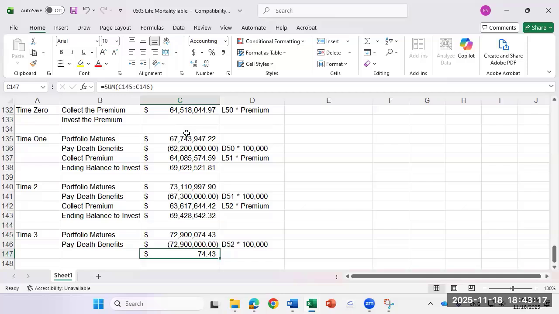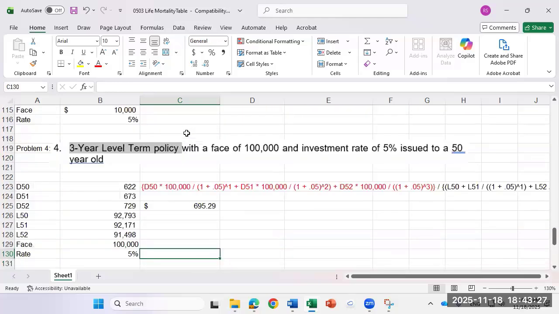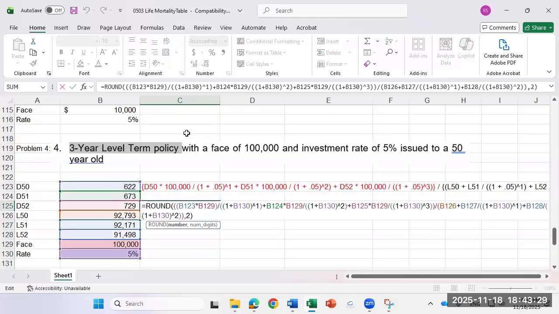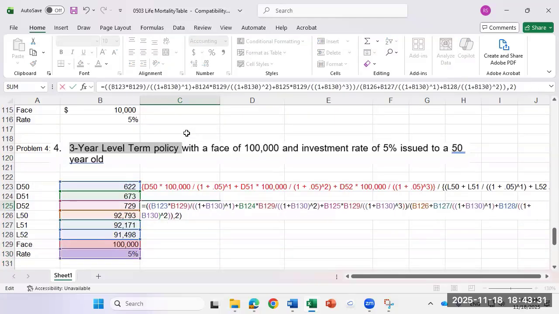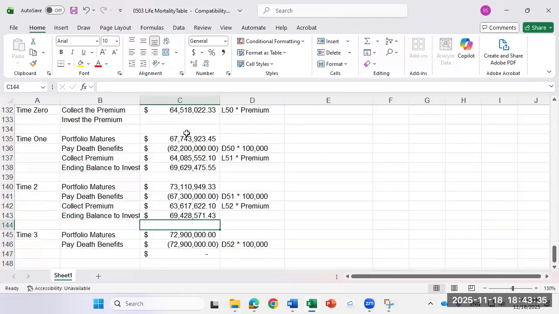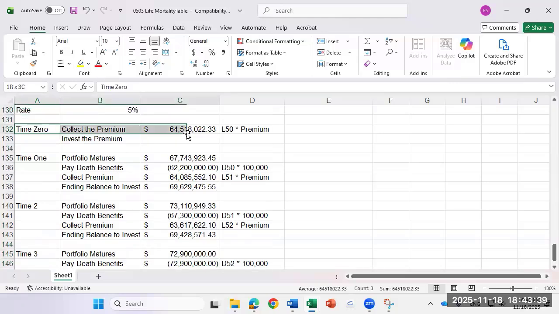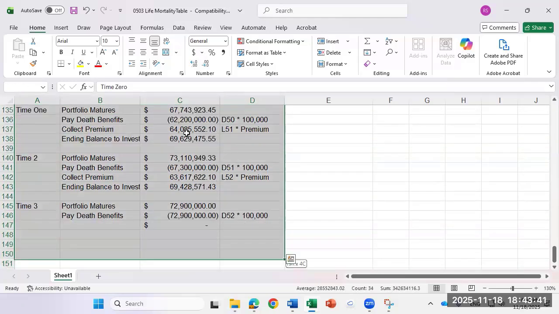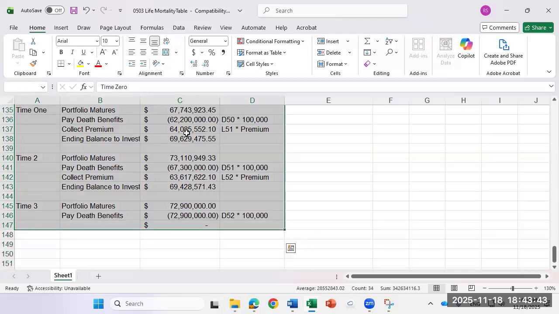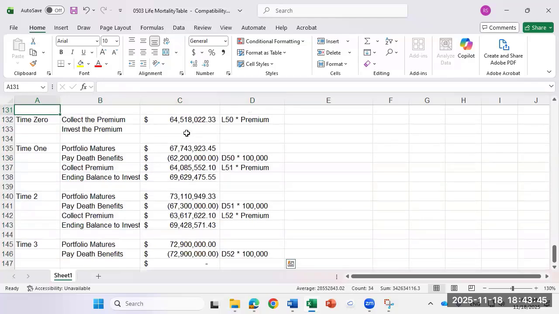You're off 74 bucks. So rounding will throw you off some, and it can be off. I've seen it off by a few $100s. It depends on the product it is, right? So don't try to get it exactly right. All right, so you will do this on one problem, but not on this problem. But it's very similar to this product. You're gonna do it on a matured endowment. So we'll talk about it with the matured endowment.